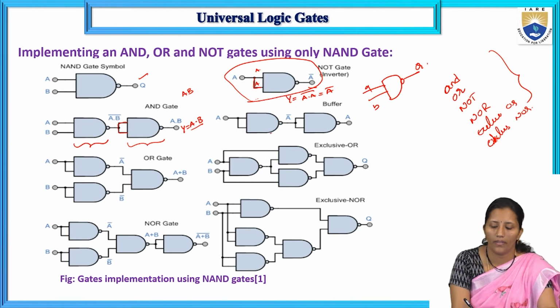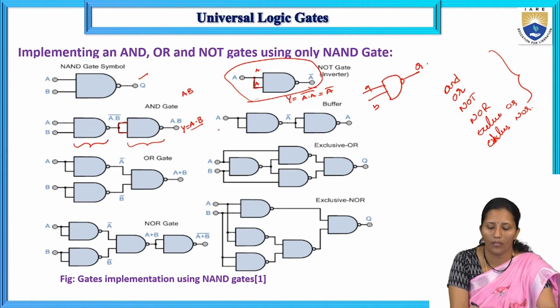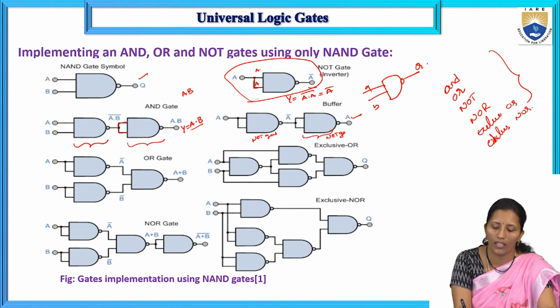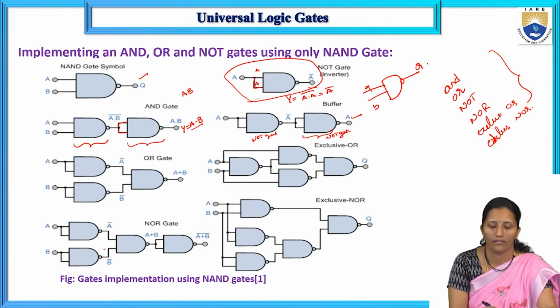And the buffer: whatever the input is given, the same should pass to the output. So A is given to one NOT gate, we get A bar. Again A bar is passed through another NOT gate, and we get A.